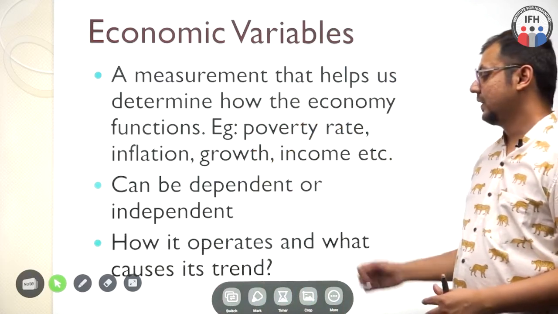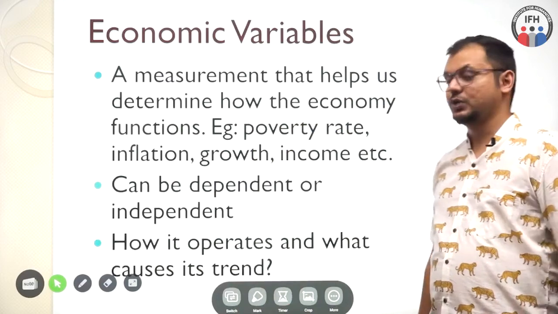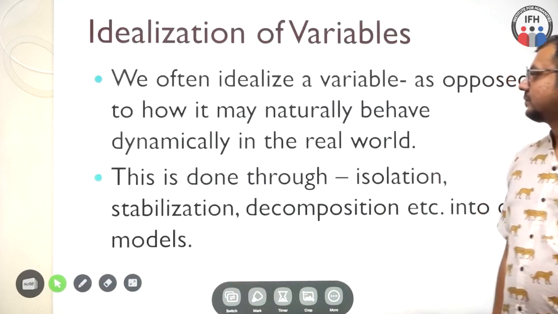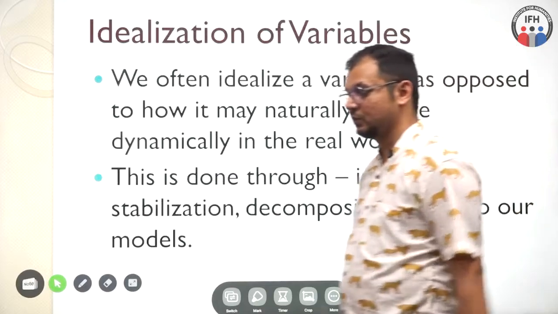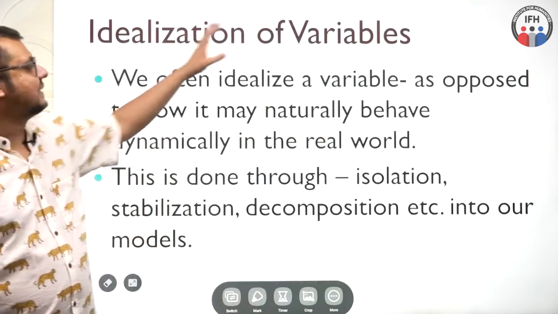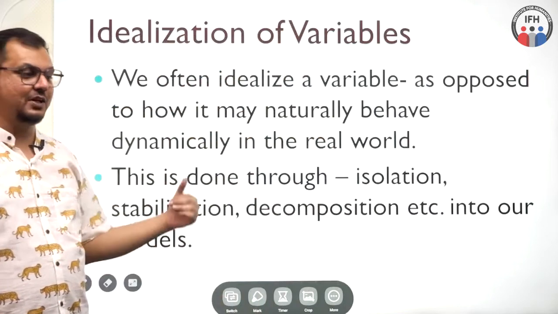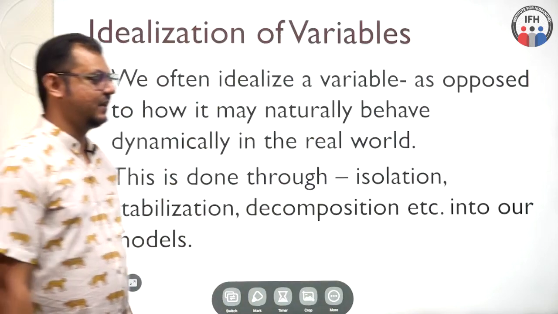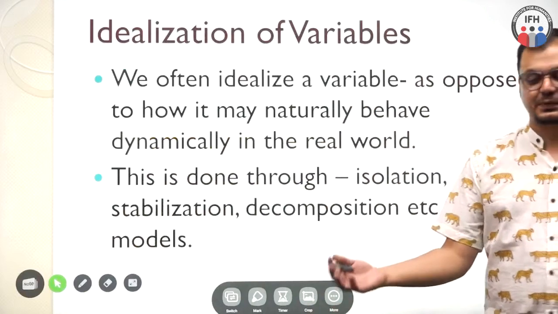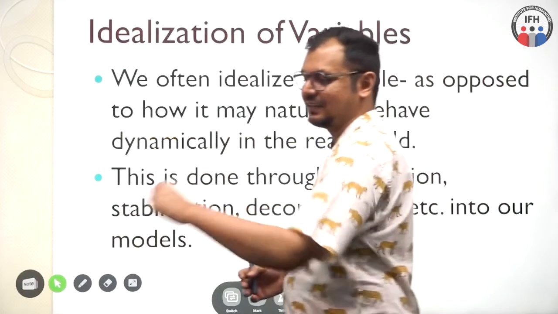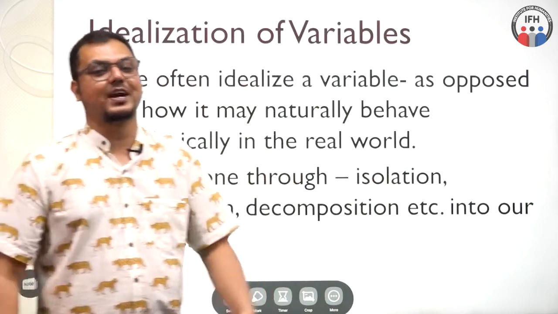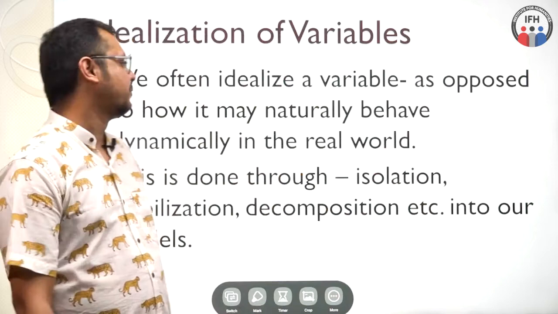So what we are dealing with is how these variables operate and what causes their particular trends. This is something we've already discussed. Another interesting thing we often do, since I've talked about simplification and abstraction in our models, is called idealization of variables. Idealization invariably goes with isolation. Isolation implies that the variable is actually a part of various dynamic relationships in the real world, but we are isolating it, or isolating a particular relationship, because that will then help us in a simplified model to predict something or apply it somewhere.